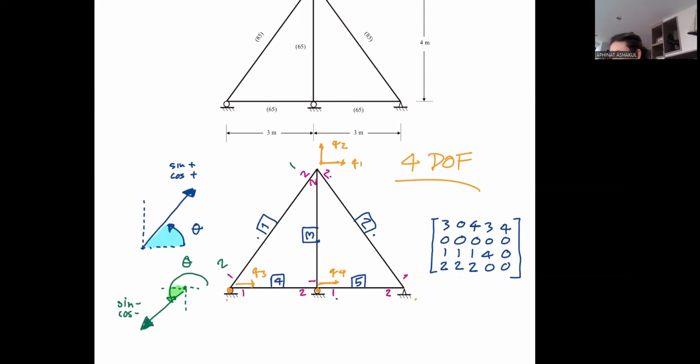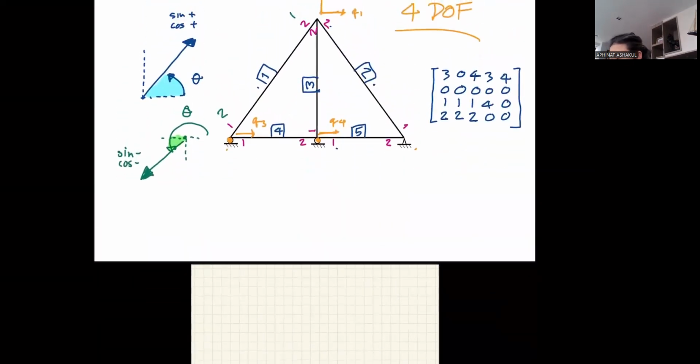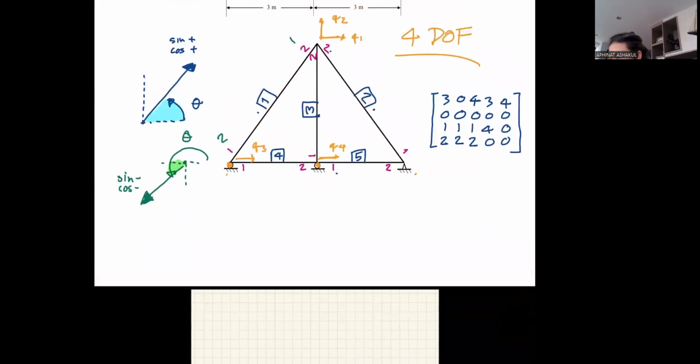So you should be able to work this out. So let's move on and look at member number 1. Now this is not what we're going to do. This is for demonstration.